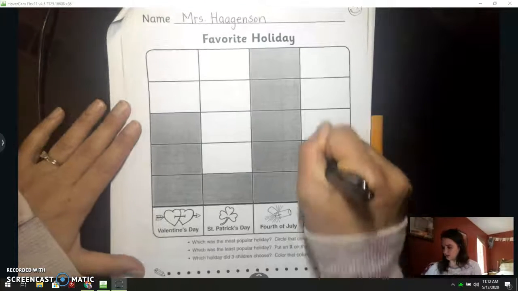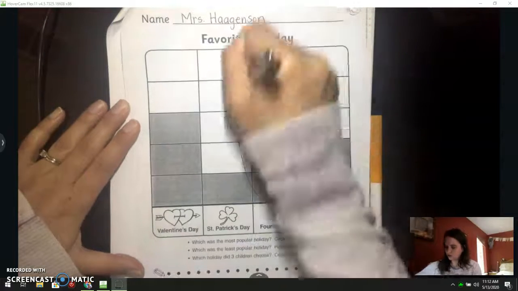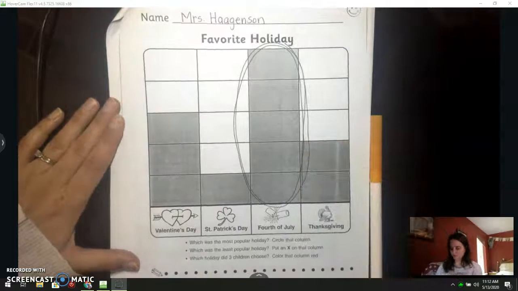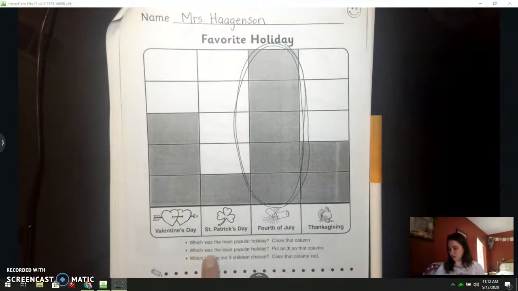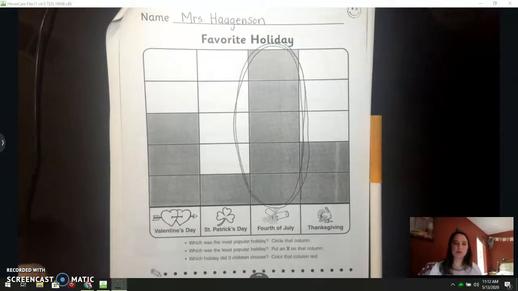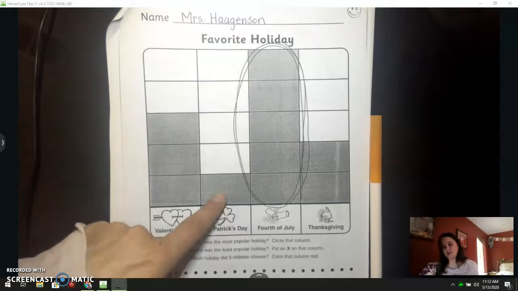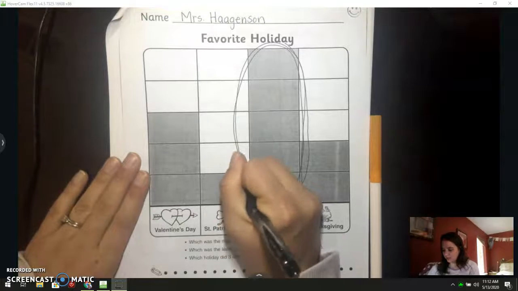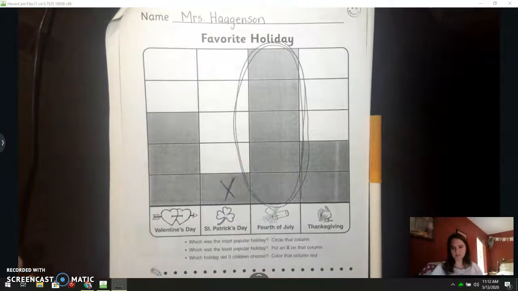Yes, 4th of July. So I'm going to circle 4th of July. My next question says, which was the least popular holiday? Put an X on that column. So least popular would mean it has the smallest number of votes, or it's the shortest column. St. Patrick's Day only got one. That one's the least. It says put an X on that column.